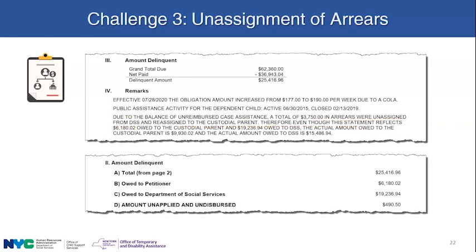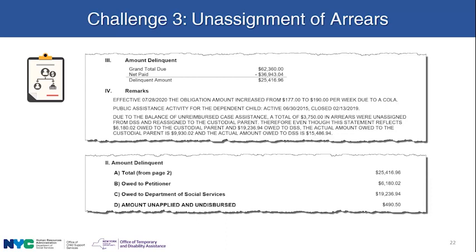This next challenge, challenge 3, is titled Unassignment of Arrears. The unassignment of arrears is when the amount of child support arrears allocated to DSS exceeds the benefits that the client received. Whatever the total amount of DSS arrears is, if the client received fewer benefits than that, the difference will automatically get reassigned to the custodial parent.